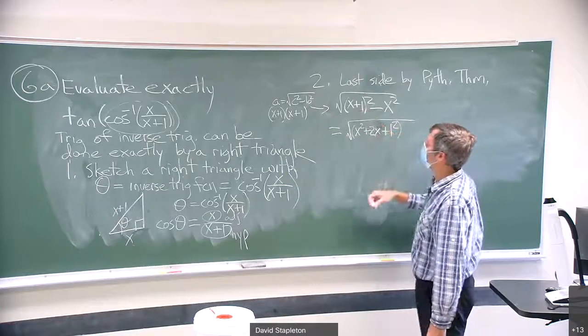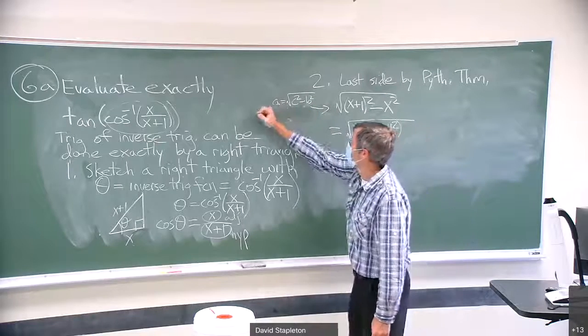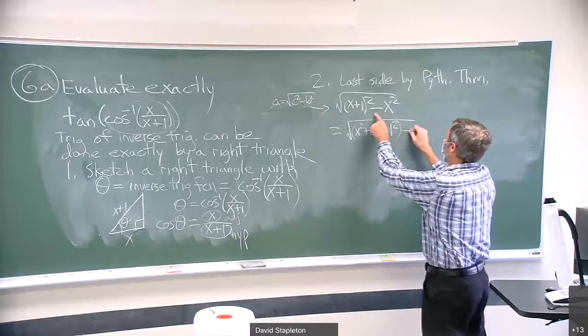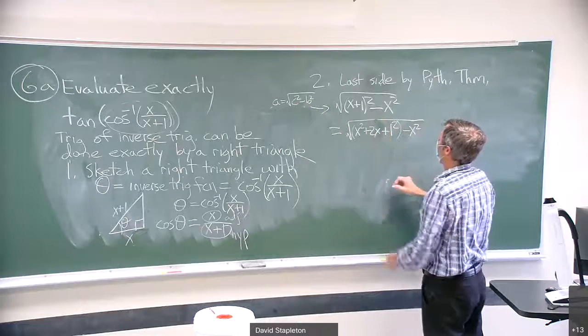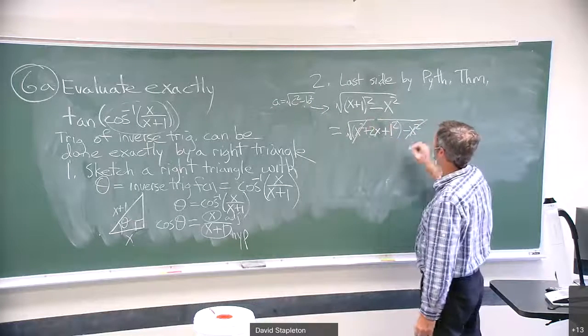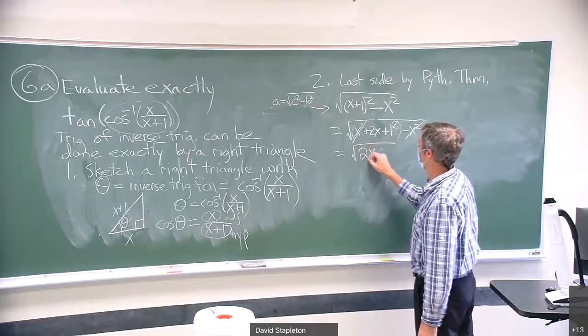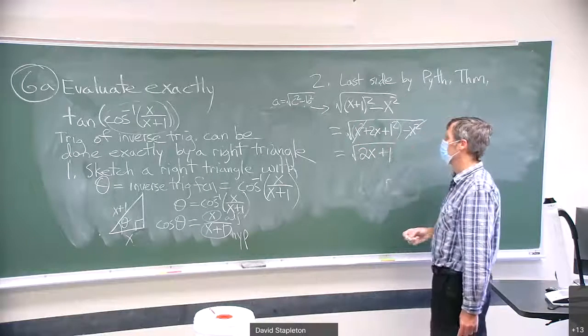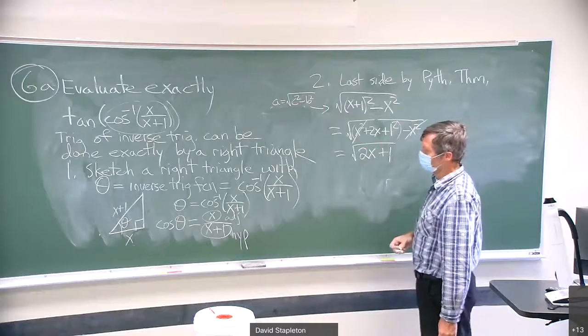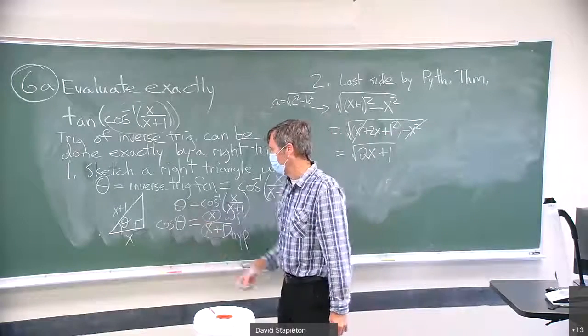So there's this one. I can erase this now. And then minus x squared. Now x squared and minus x squared cancel. And so this is just the square root of 2x plus 1, right? 1 squared being 1. That's the last side of the triangle. I can now draw it in. That's not a bad idea.